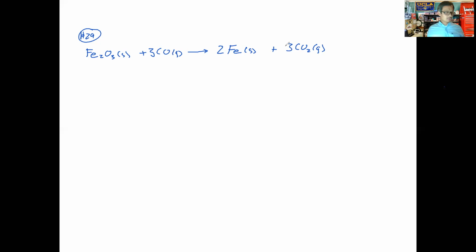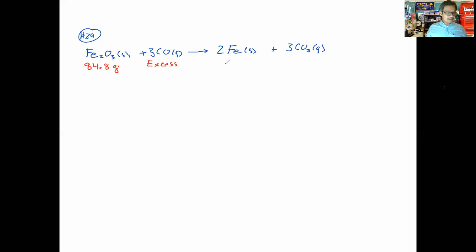So always get the balanced equation first. With that said, I always like to write this down to help me here, so I would suggest you do this as well. We were told that we start out with 84.8 grams of iron three oxide. We are told that carbon monoxide is in excess. This is given to us in the problem. Let's make sure we understand why this is important for us. We'll talk about it in just a moment.